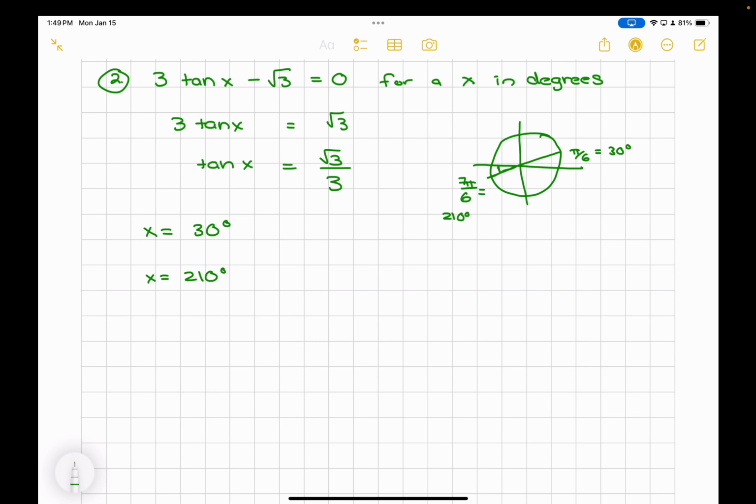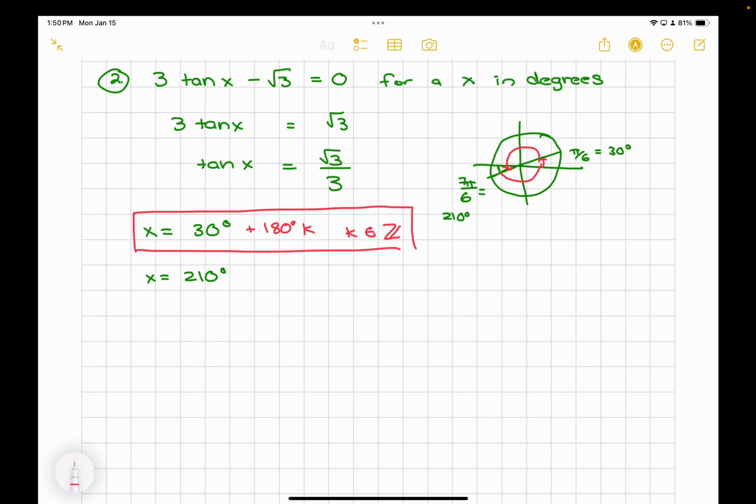Now, if I look at this, we see that the first solution right here is at pi over 6, or 30 degrees, then I go 180 degrees and I hit another solution. Now if I go 180 degrees from there, I'm going to get back to that 30 degree, another solution. So every 180 degrees, I have a solution. And so x equals 30 plus 180k, where k is any natural number, will be my solution.